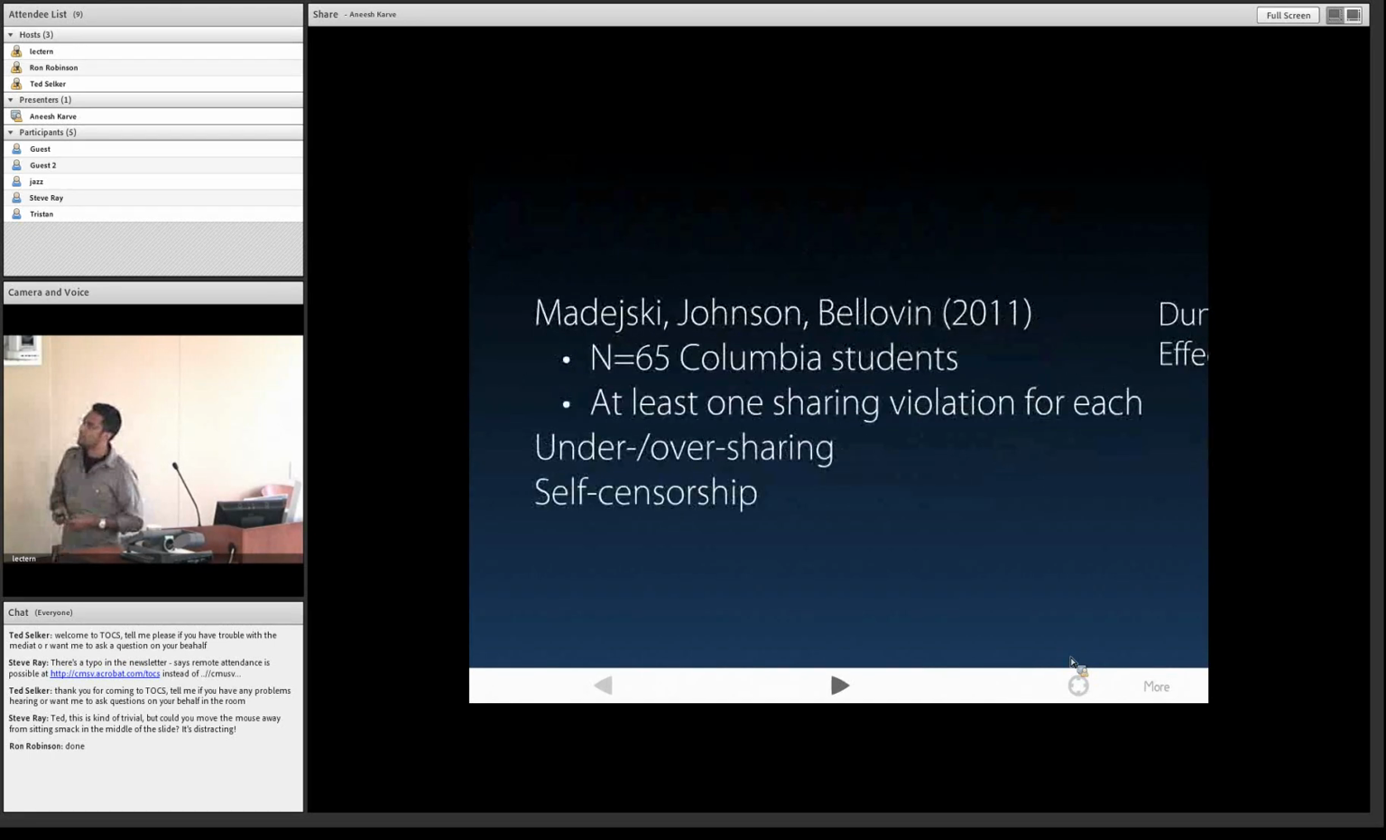Majeski et al., earlier in the year, did a study on 65 Columbia students. What they found was that each of these 65 students, over a certain period of time using Facebook, had at least one sharing violation. Now, what is a sharing violation? There are 2 kinds. I like to call them undersharing and oversharing, and they're pretty easy to understand. The idea in undersharing is that there was somebody that, in retrospect, you would have liked to include, but you failed to include them on the communication.